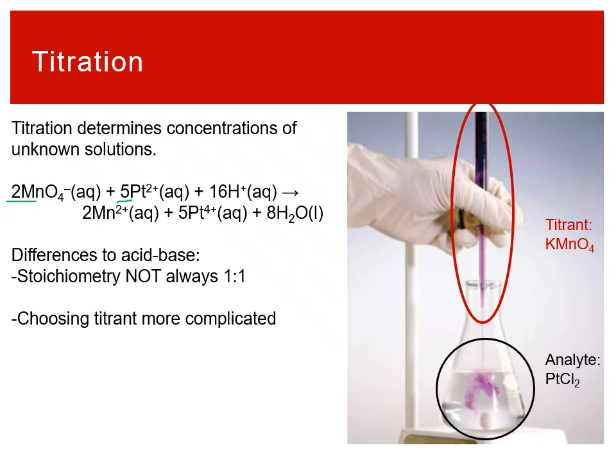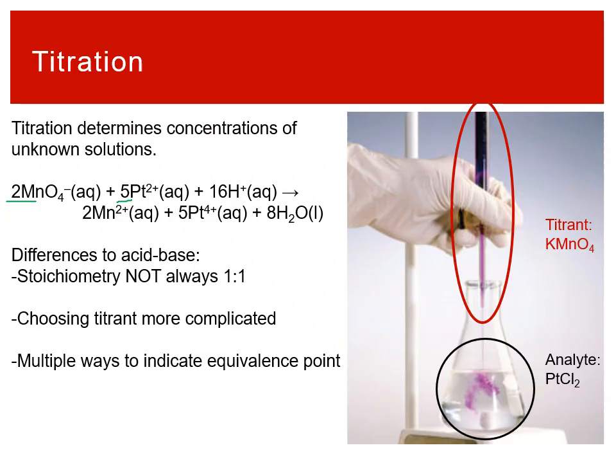When you're actually doing the titration, choosing a titrant is more complicated. We will talk a little bit about it, but in acids and bases, if you had an acid, you chose a base. If you had a base, you chose an acid and you just chose a strong one, right? So always use HCl or NaOH and you're good to go. It's a little more complicated when you're dealing with redox reactions because you need to figure out what sort of chemistry is going on.